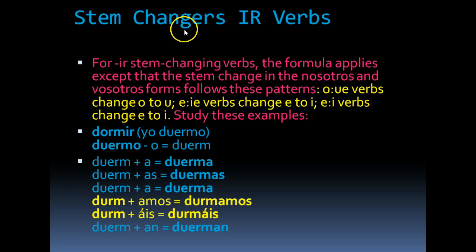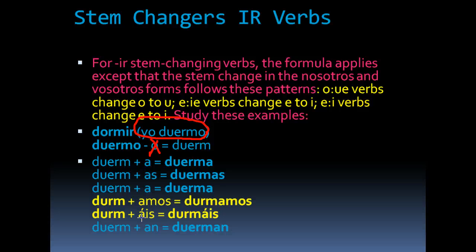Dormir. Okay, we have duermo. We drop our O. Okay, get rid of that O. And don't forget, you have to remember how to conjugate in yo. You're going to get your base. Duerma, duermas, duerma. Aha, look what happens in the nosotros and the vosotros form.